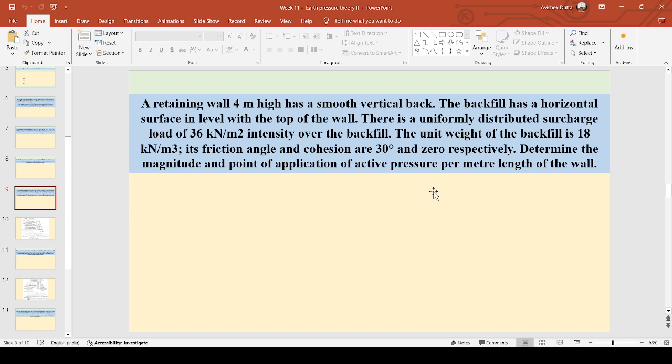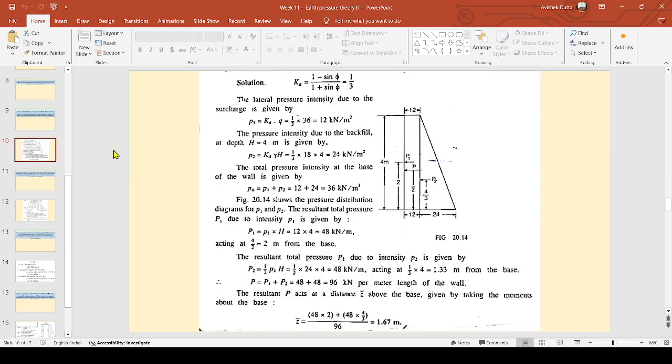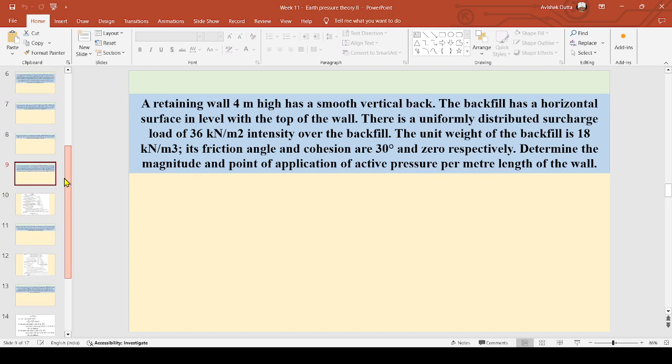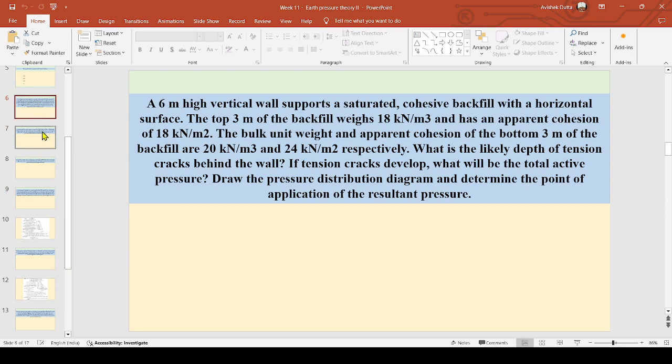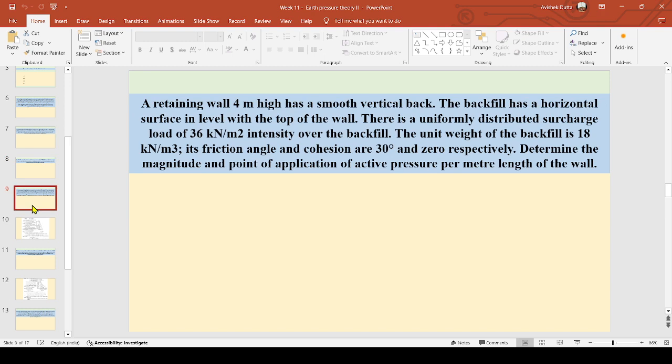Things to note down: it has a horizontal surface in level with the top of the wall, and the data given is unit weight 18 kilonewton per meter cube and the surcharge is 36 kilonewton per meter square. If you draw the pressure distribution diagram also, it will look something like this. I will not show the entire thing. So to draw it and find out in the diagram what is the point of application of the active pressure per meter length of the wall, I hope you know this because we will be applying the same things in the previous sums also. I hope it is clear. Is there any doubt?